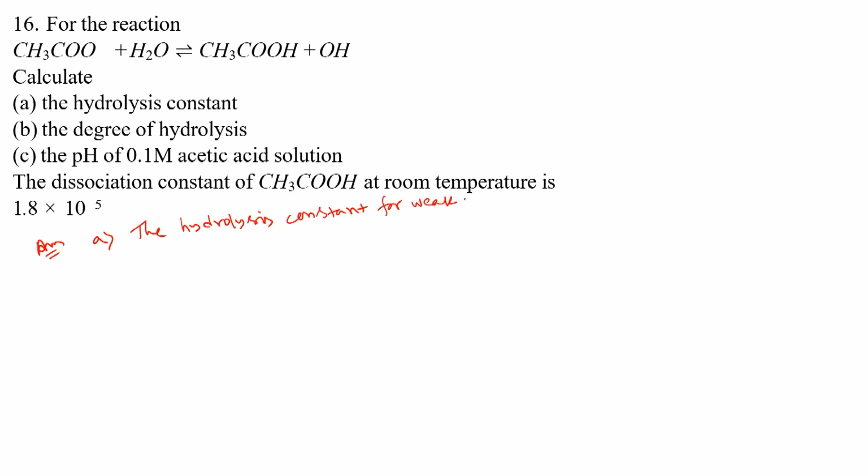For weak acid, we know the relationship, right? This is Kh, hydrolysis constant Kh is Kw by Ka. Now at room temperature, value of Kw we know 1 times 10 to the minus 14, and the value of Ka is given, dissociation constant of acetic acid, 1.8 times 10 to the minus 5. So this gives 5.56 times 10 to the minus 10. So this is the hydrolysis constant.